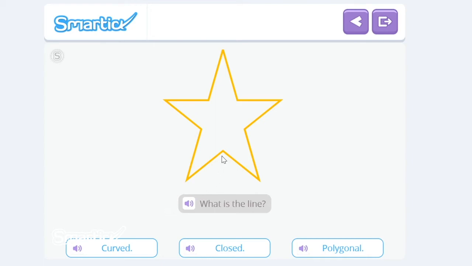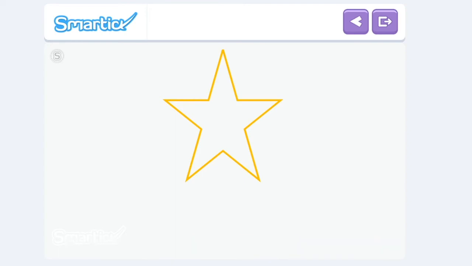It is closed. Yeah, it begins and ends. So it's closed. And it's pretty long. Well done!